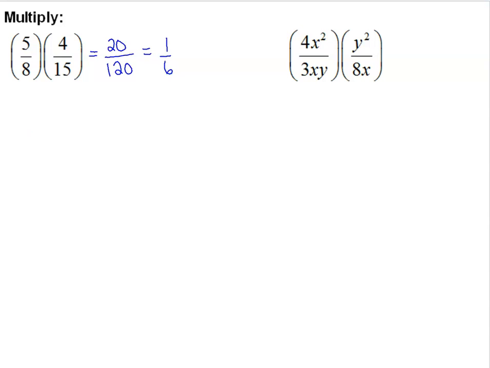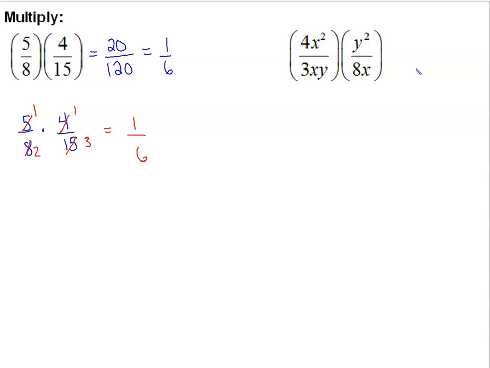Also remember that you can simplify before you multiply. So for example, if I have this 5/8 multiplied by 4/15, I can simplify before I even multiply. I know that both of these are divisible by 5. That will leave me with a 1 and a 3. Both of these are divisible by 4. That will leave me with a 1 and a 2. And then I can multiply. 1 times 1 is 1. 2 times 3 is 6. So that will help you out a little bit when we are multiplying.